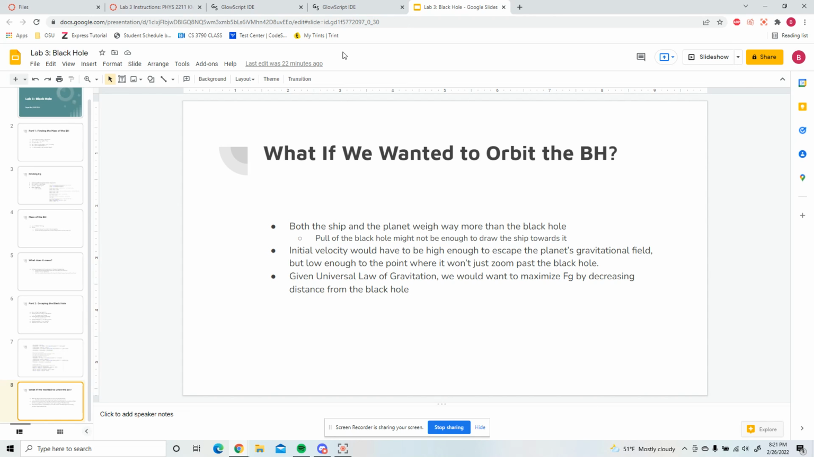The initial velocity will have to still be high enough to escape the planet's gravitational field, which is going to be huge, but low enough that it won't just zoom past the black hole. From the numbers that I plugged in, I figured out that there wasn't an initial velocity that allows the spaceship to orbit the black hole. My thought process was maximizing gravitational pull between the black hole and the spaceship by decreasing the distance as much as possible. And yet, I just couldn't find that initial velocity.